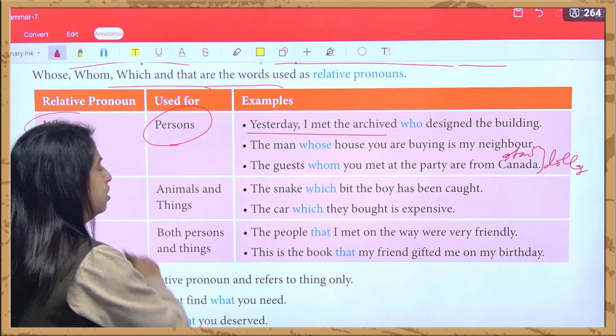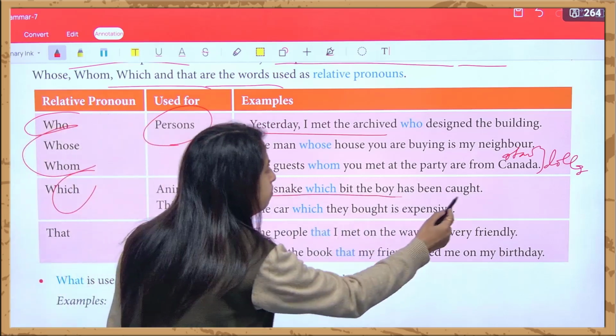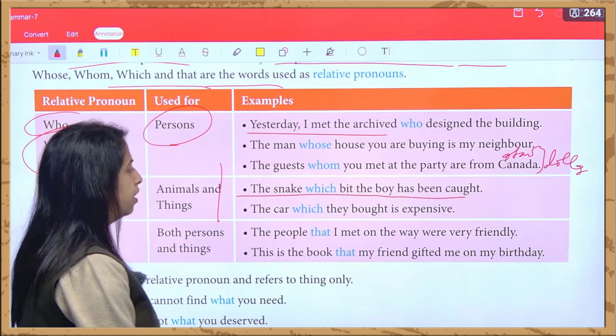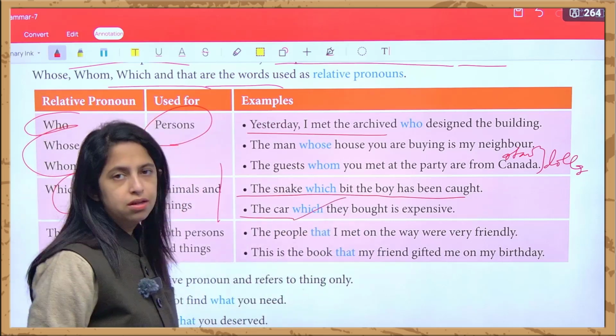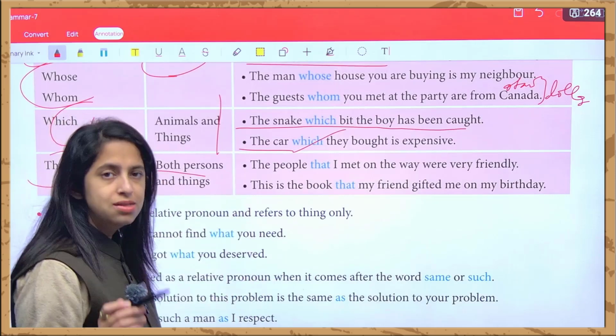Moving on to which, which is basically for the choice. Animals or things के लिए. The snake which bit the boy has been caught. जिस snake ने boy को काटा था वो पकड़ा गया है. And the car which they bought वो बहुत ही ज़्यादा कैसी है? महंगी है. It's very expensive. That is used for both persons as well as things.